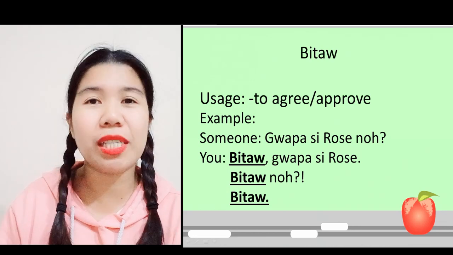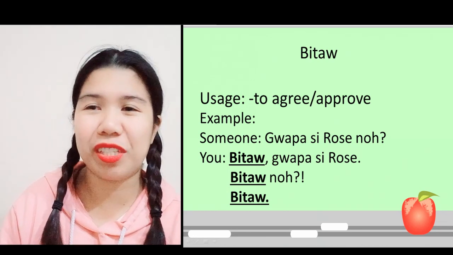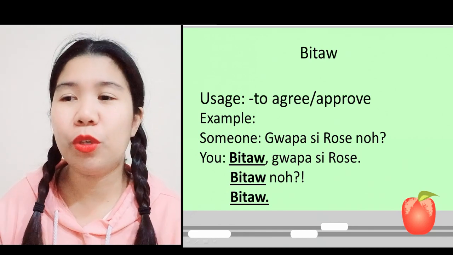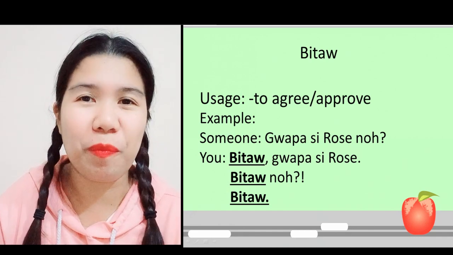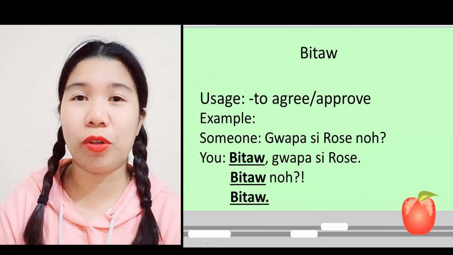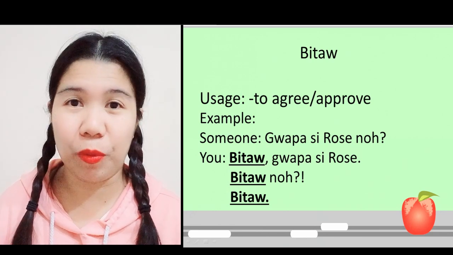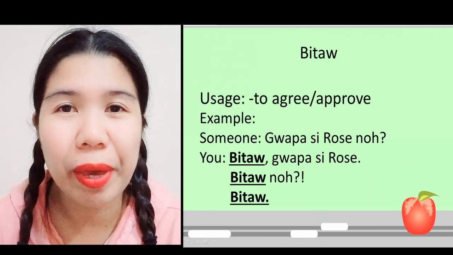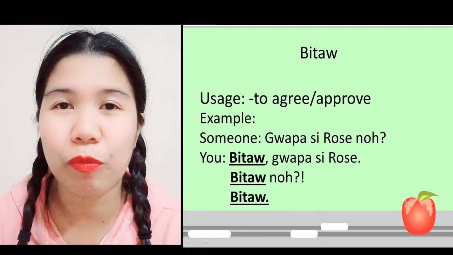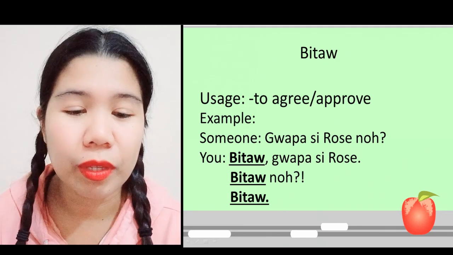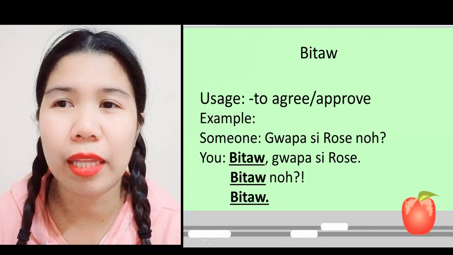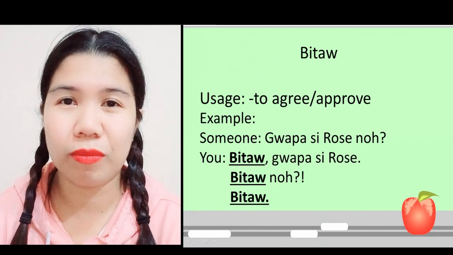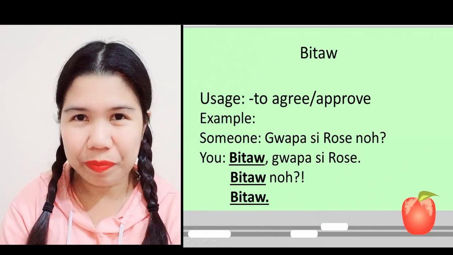And the third phrase is the simplest one. It's actually not a phrase, it's just a word, but it's a complete thought. You could just simply say "bitaw," meaning you agree with the statement. Actually, you can use this word to avoid arguments, to avoid conflicts. If someone is sharing his or her opinion and you don't want any trouble, you just say "bitaw." Okay, meaning you agree.